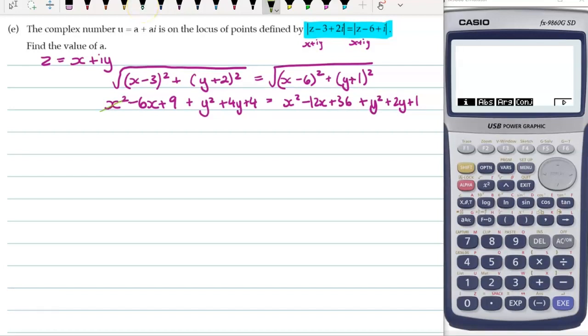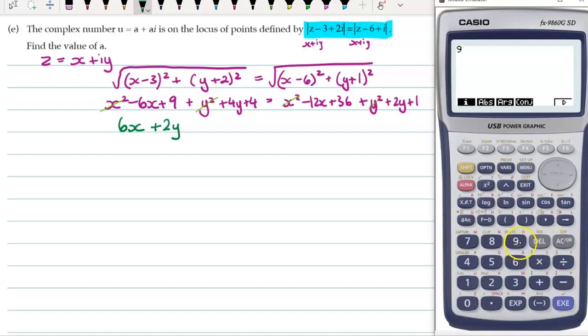Let's start cancelling off things. So x squared and x squared, y squared with y squared. Let's see what we're left with now. Okay, so we've got, if we bring all the x's over to the right, in fact, I'm going to bring everything over to the right and see what we've got. So 12x comes over and adds on to the minus 6x, so we've got a 6x. The y's, we'll have a 2y. Then we've got 9 plus 4. We're going to take off the 36 and we'll take off a 1. It's equal to minus 24.